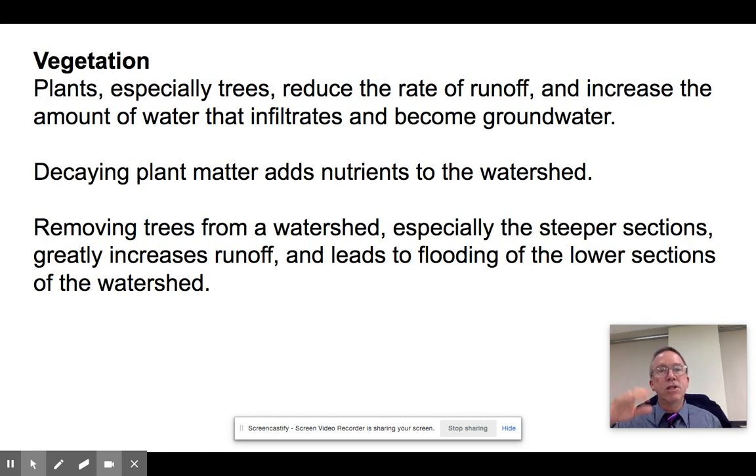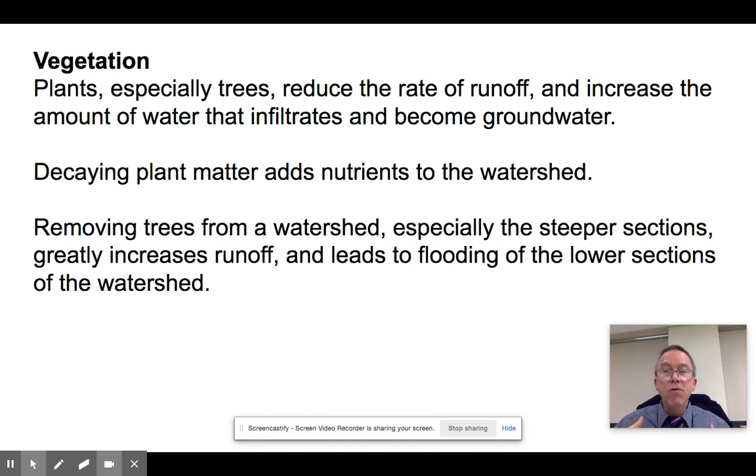And then we have vegetation. So plants, in particular trees, are good at reducing the rate of runoff. So if we have a lot of vegetation in our watershed, we expect to have less runoff and therefore less flooding, less erosion happening. Also, the decaying plant matter, especially from deciduous ones that drop their leaves, puts a lot of nutrient into it. And if you remember, I think it was one of the first days of the year, we talked about the nutrient levels. As we move down a stream, the nutrient levels increase because more and more trees are adding their nutrient load to the stream.